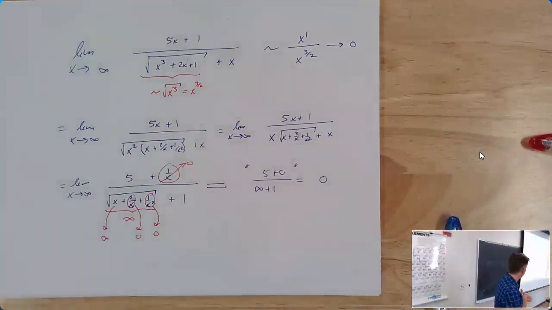If the power you take out of the square root is still smaller than the power, like say that plus x was actually plus x squared, sure, you divide by x squared instead.